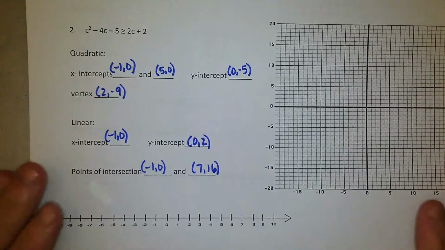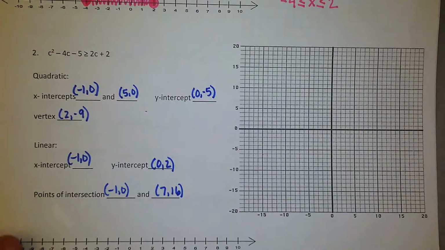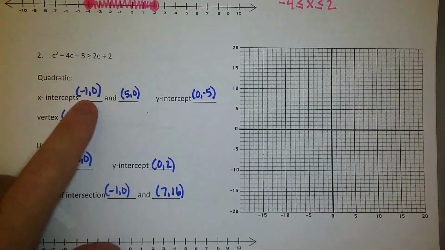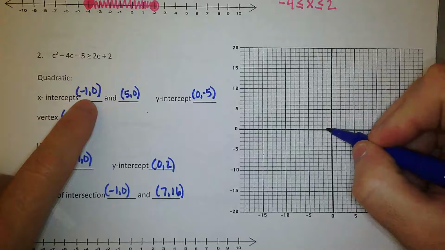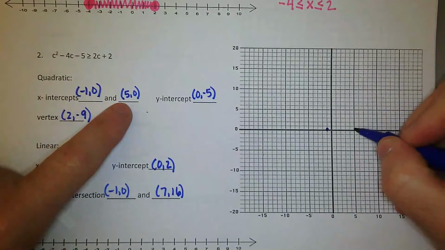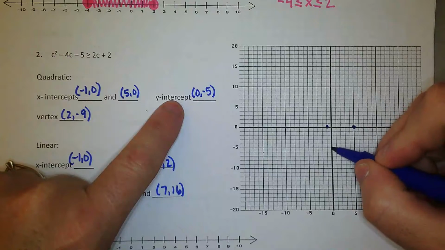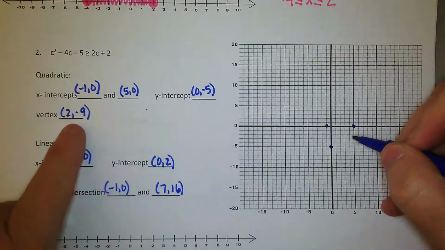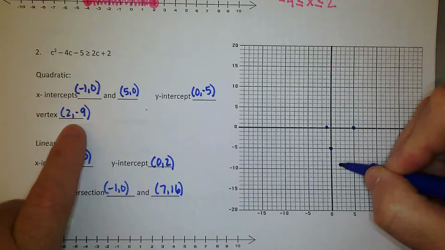Okay, so here's the information that we got from the Desmos, and now we're going to plot it right here on the paper. So we're going to do the quadratic first. Now these boxes are tiny, so you got to be real careful. Negative 1, 0 is here, and 5, 0 is here. Our y-intercept is 0, negative 5. And the vertex is at 2, negative 9. So be real careful that you are accurate.